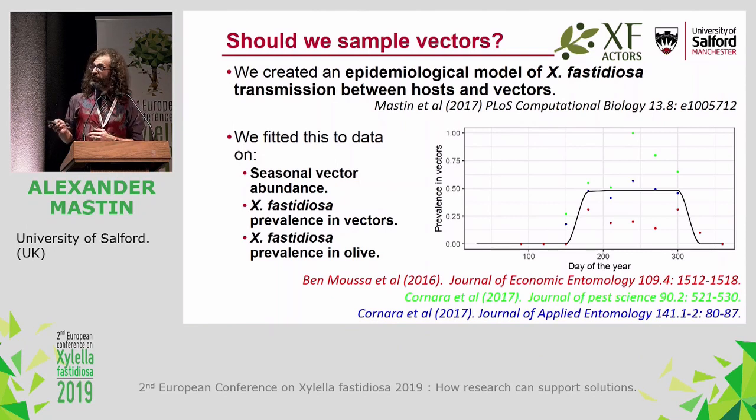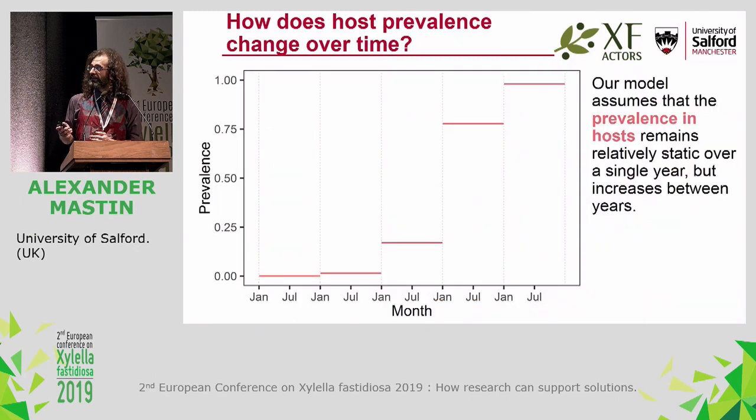So we created a new model which allows us to answer this same question, which links together the host prevalence and the vector prevalence. Then we use data from these 3 papers on the seasonal vector abundance and the prevalence of infection in vectors, and we also use surveillance data from the same areas covered in these studies to measure the prevalence in olive hosts during that time. And we use that to fit this model, and I'll present the results from that now, if this advances.